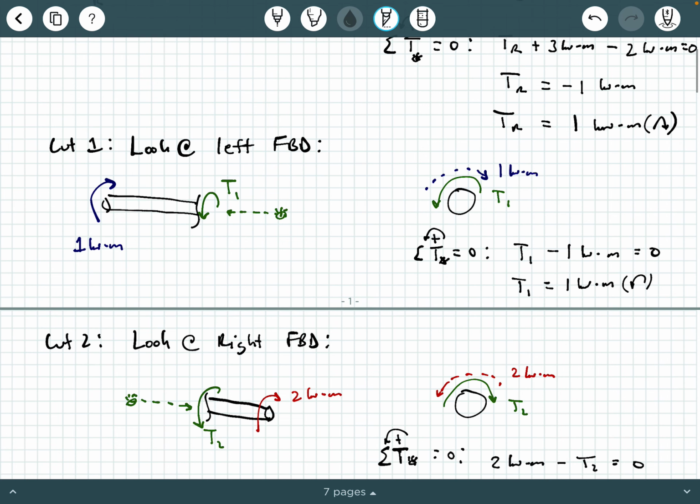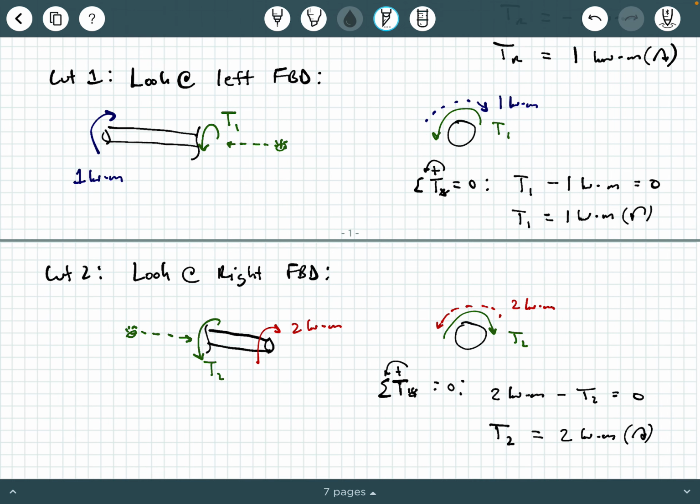So again, method of sections works the same way with torque-loaded shafts as it does with axially loaded members and beams that we've studied before, okay? And so what are our answers finally? Well, our answers are T1, 1 kilonewton meter, and T2, 2 kilonewton meters. And again, be very mindful of where your viewpoints are, okay?